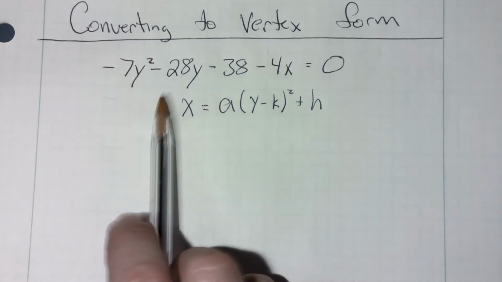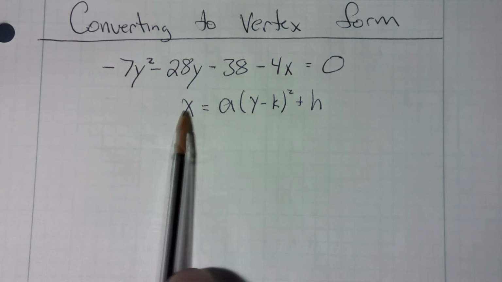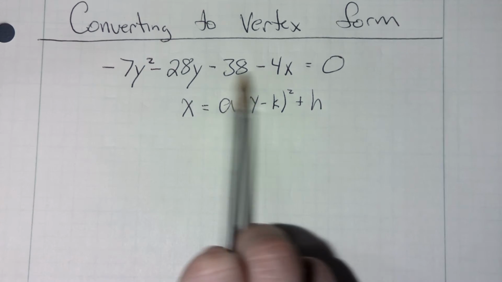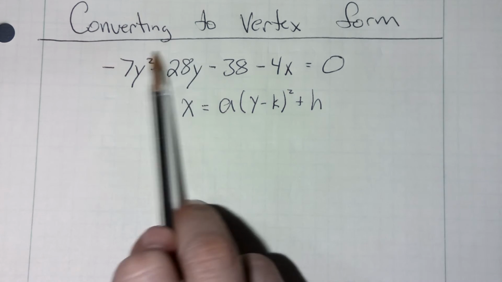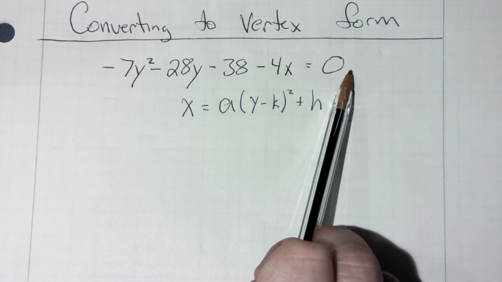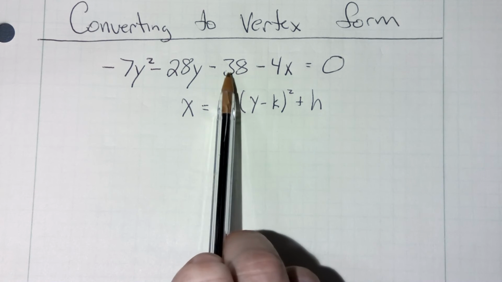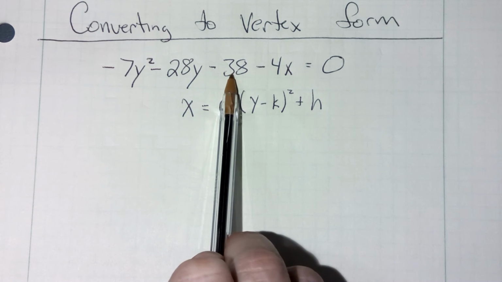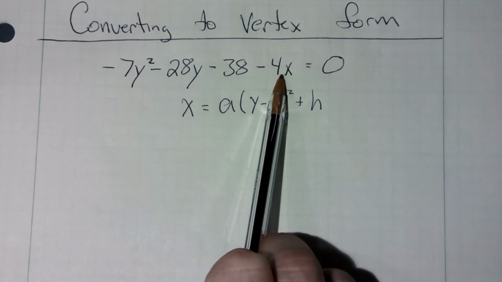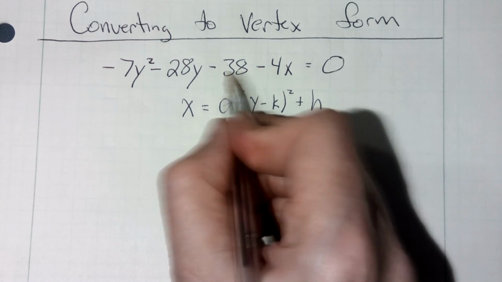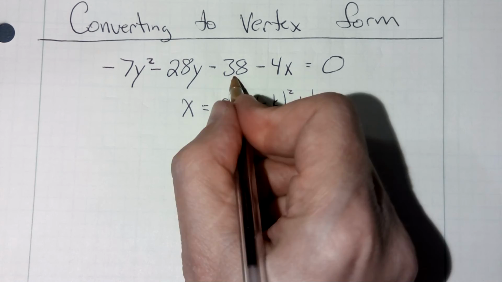The first thing I'm going to remember is that I want the x term on the left side of the equal sign by itself. So I'm going to move the two terms with the y's, the y squared term and the single y term, over to the right side of the equation first. Do leave the 38 on this side, and there's a reason for that. So I'm going to leave the 38, or the term that doesn't have a variable, and the x term, or the non-squared term. I'm going to leave these two on the left side.